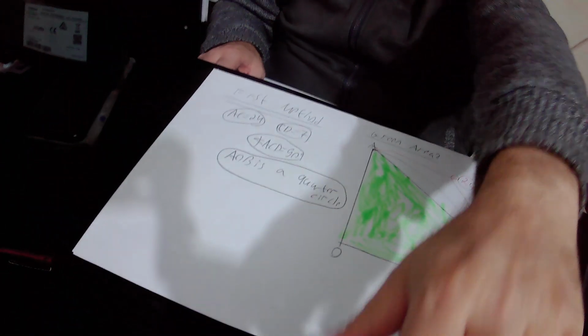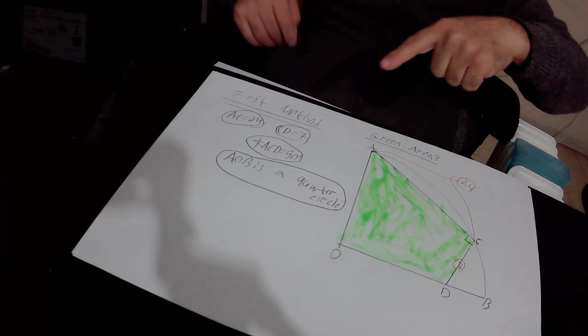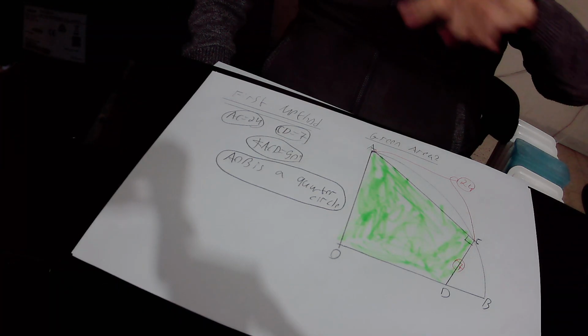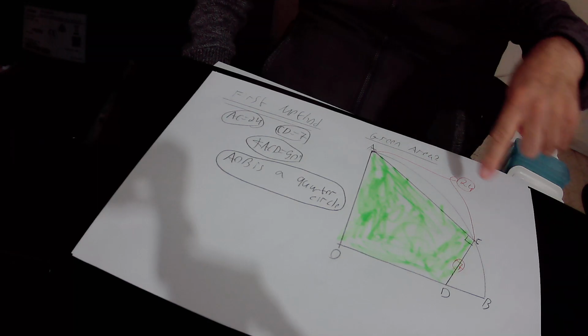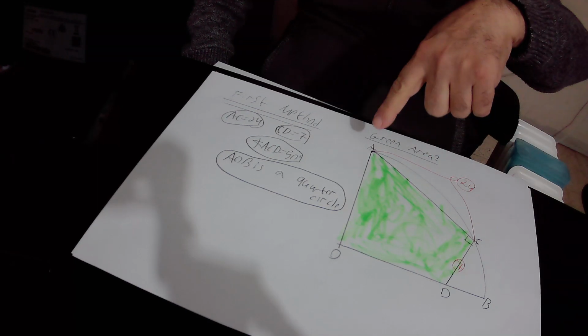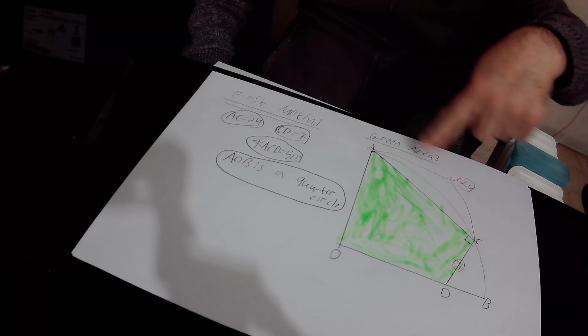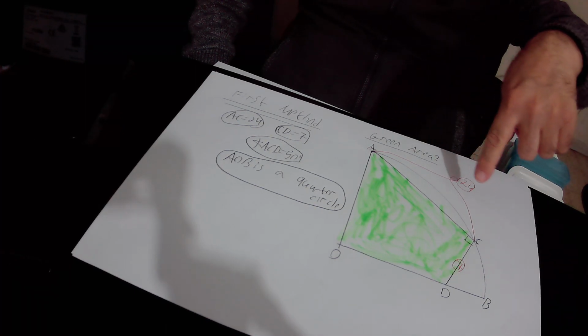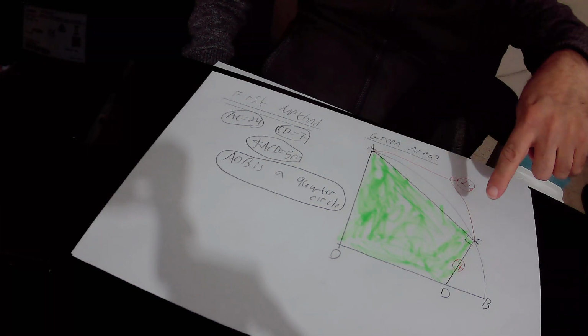Hello, in this lecture we'll find out the area of the green shape using two different methods. In the drawing we have a quarter circle, AOB is a quarter circle. Inside this quarter circle we have the green quadrilateral AODC. And our mission is to find out the area of this green quadrilateral AODC.